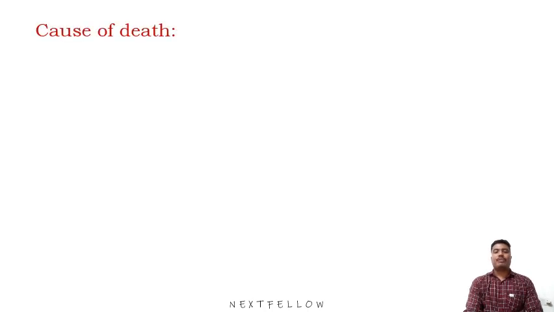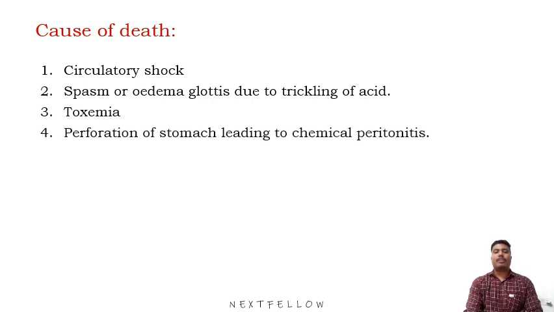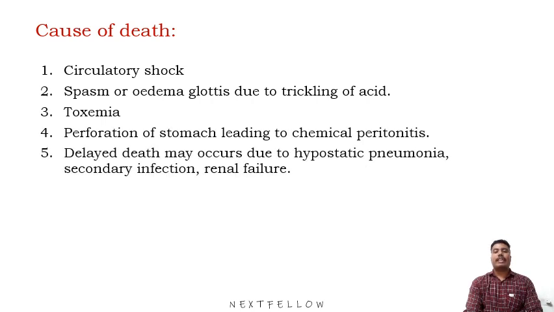Now the cause of death in poisoning by sulfuric acid. First is circulatory shock. The second is spasm or edema of the glottis due to trickling of acid. The third is toxemia. Fourth is perforation of the stomach leading to chemical peritonitis. A delayed death may occur due to hypostatic pneumonia and secondary infection or renal failure.